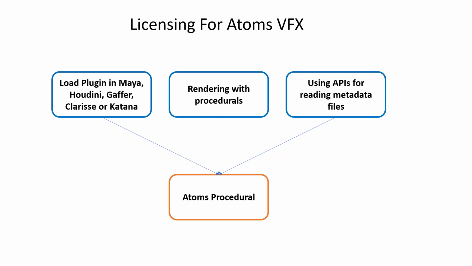The Atoms proxy node is the node that can be used for lighting, or anyway for having a reference of your crowd in your scene, because the Atoms proxy node just reads a cache and displays it in the viewport. You can't edit it. You can maybe change the variation of agents, change the LODs, do a few other things, but you can't really do any live simulation with that.